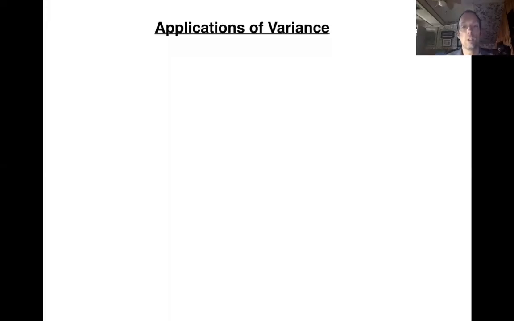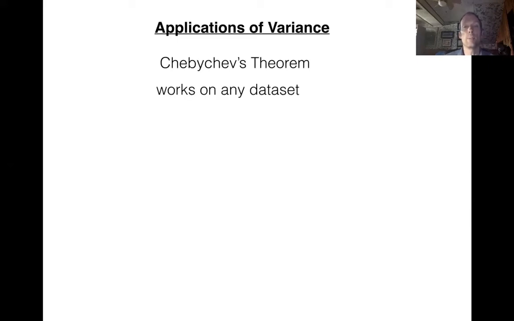Now that we know a little bit more about how to compute the variance and how to analyze it, we're going to start using some really cool formulas that use the variance to give us a lot more intel on the data set. And the first thing that we're going to encounter is going to be the Chebychev theorem. And the great thing about Chebychev theorem is it'll work on any data set. It doesn't matter what the data set looks like. It could be bell-shaped, not bell-shaped, skewed to the right, skewed to the left.